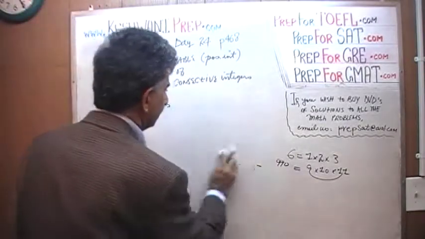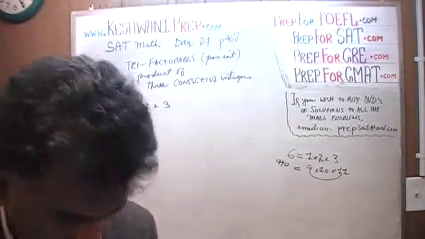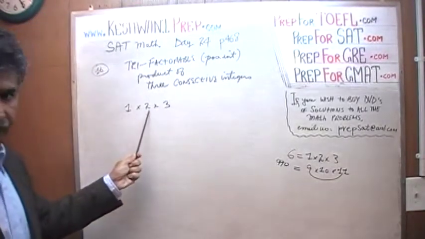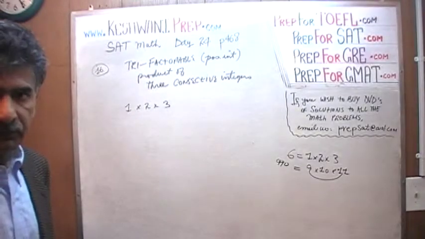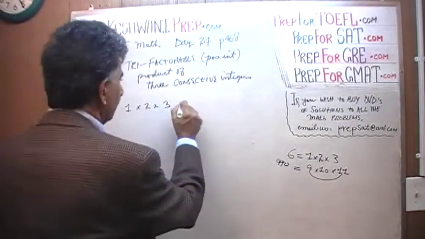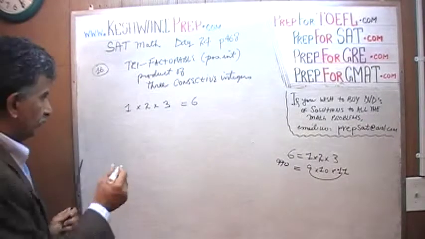Here, this guy is less than 10. That guy is less than 10. 2 is less than 10. Say 3 is less than 10. Therefore, their product is going to be less than 1000. Of course, it's so simple that we know that it is 6. Let's do one more.